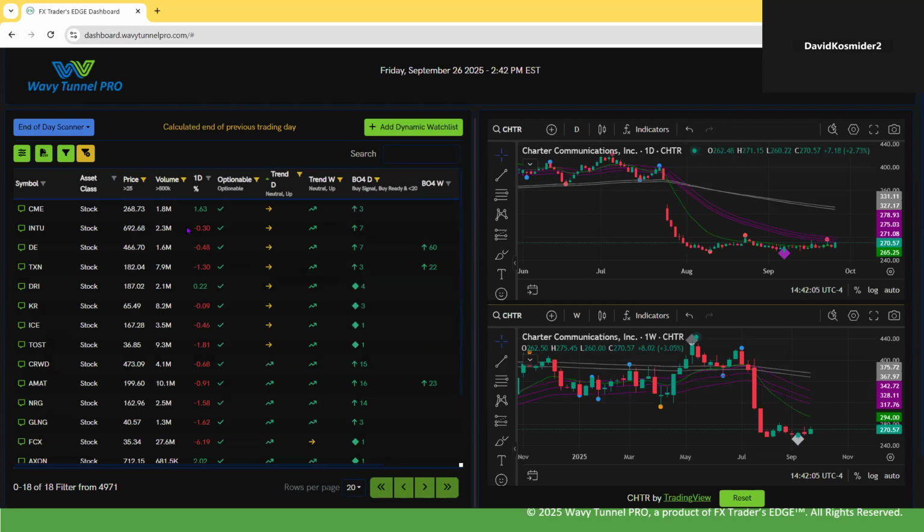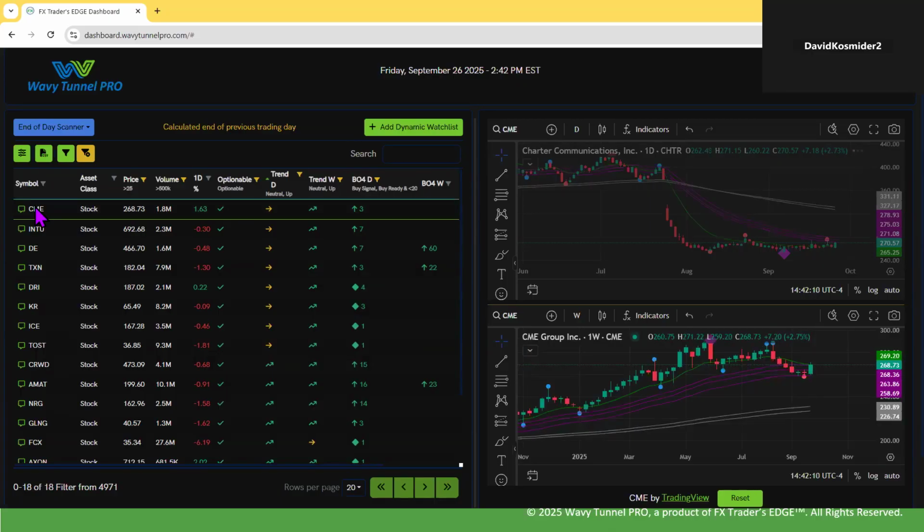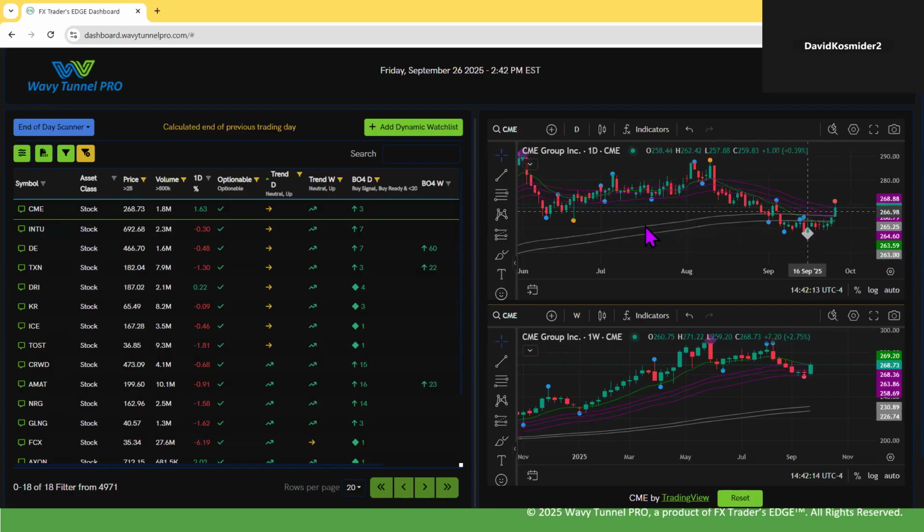So let's just have a look at the first instrument. We have said that we want the daily trend to be up or sideways. So the wave is in the tunnel, and that's perfectly okay. But on the weekly, the wave is above the tunnel. And this happened 3 candles ago. Okay, 1, 2, 3. Three candles ago is where price closed.